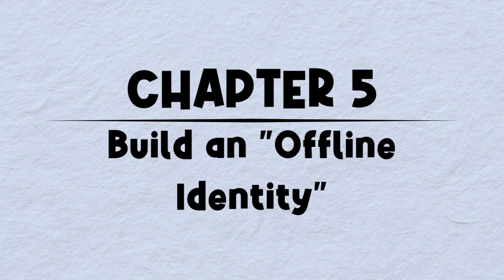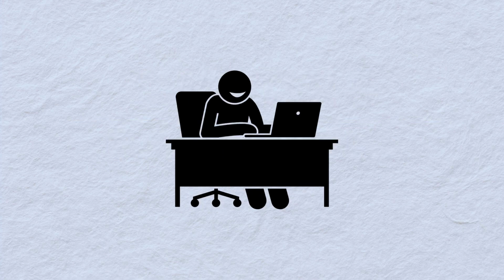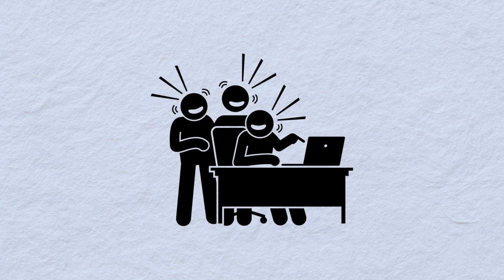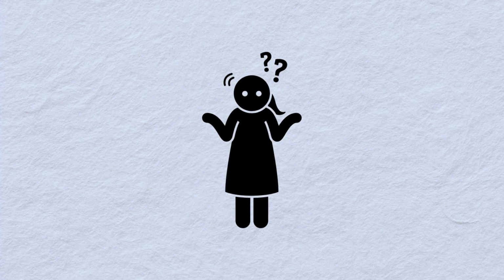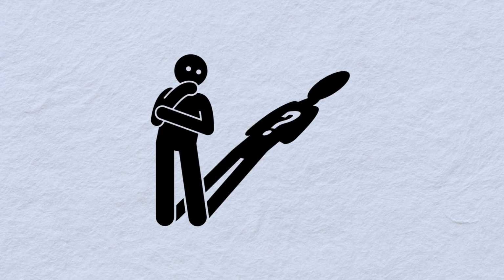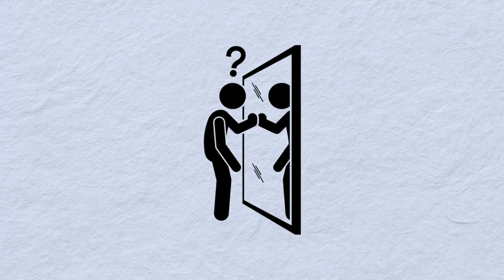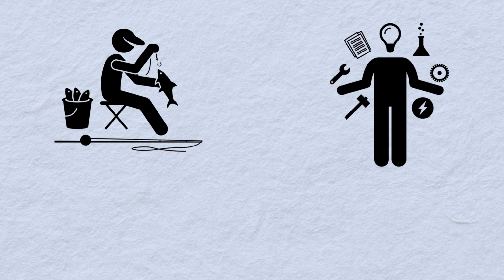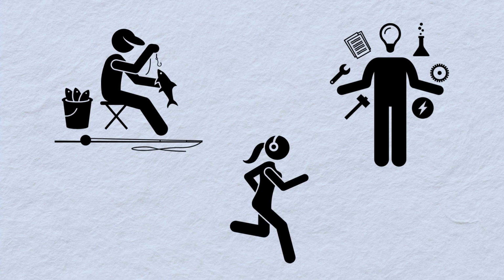Chapter 5. Build an offline identity. If you only feel interesting or relevant online, that's a problem. Social media starts to feel like your real life because it's the only place you feel seen. The solution? Start cultivating an identity outside the algorithm. Ask yourself, who am I offline? What do I love doing that has nothing to do with likes or followers? Build hobbies, skills, or small routines that make you proud when no one's watching.